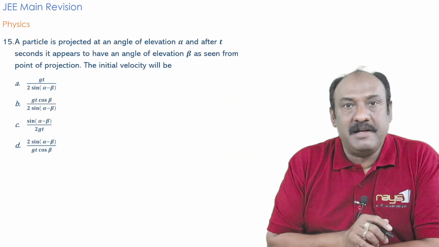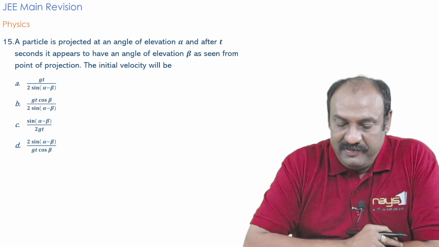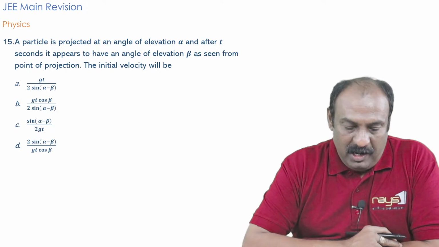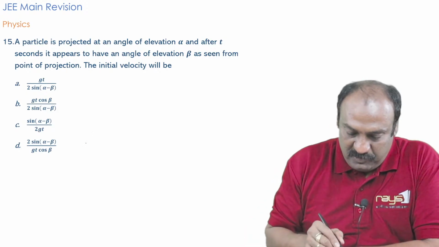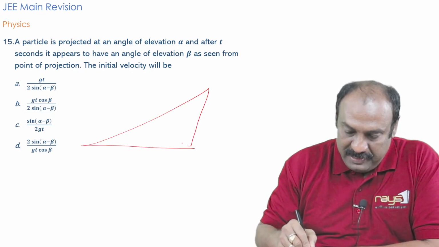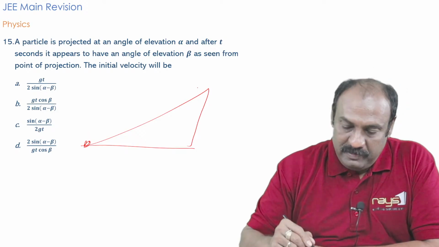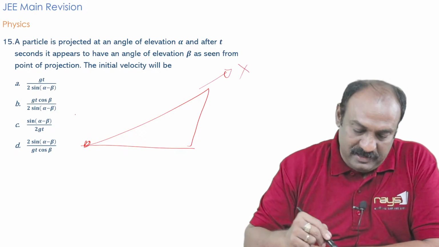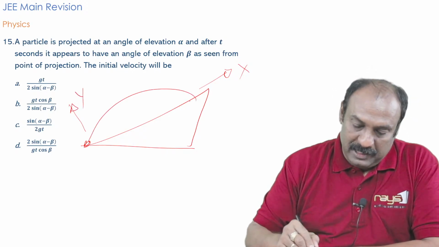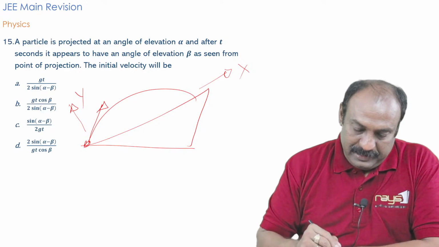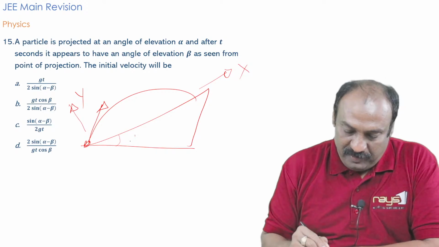Next, question number 15. A particle is projected at an angle of elevation alpha. After t seconds, it appears to have an angle of elevation beta as seen from the point of projection. This is the inclined plane when the particle is projected. This is the x axis to be considered. This one will be the y axis. When the particle is projected like this at an angle, here the angle of elevation is alpha.